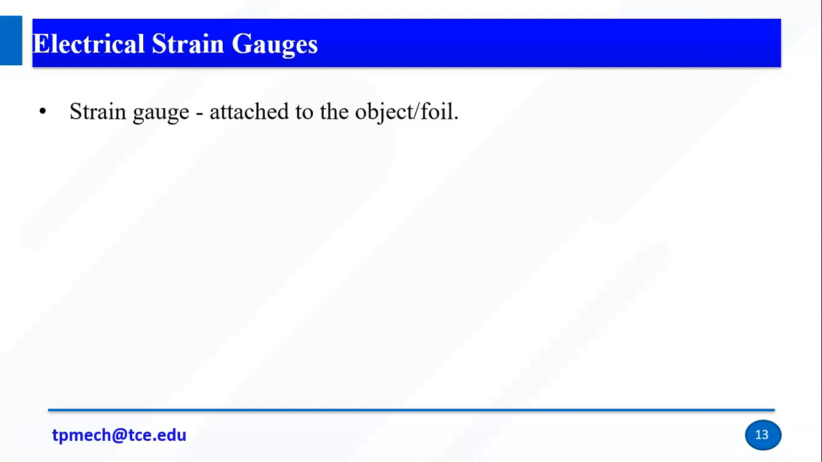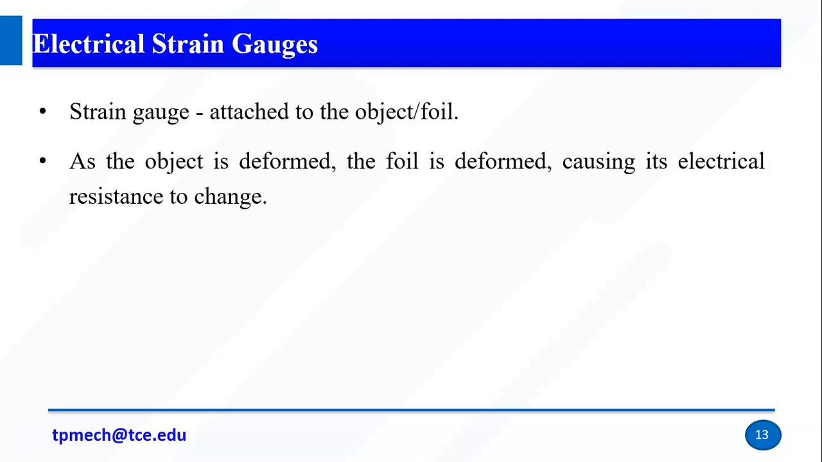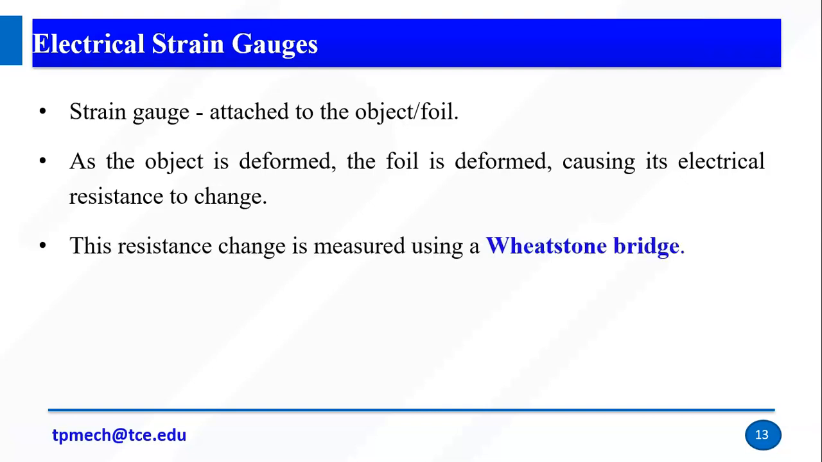So the strain gauge is generally attached to the object as a foil. We measure on whatever we attach it to. As the object is deformed, the foil is deformed, causing its electrical resistance to change. So I attach the strain gauge to the thing I want to measure. If the object is deformed, the foil of the gauge is deformed, so the electrical resistance changes. This resistance change is measured using a Wheatstone bridge. Again, it works on the principle called the Wheatstone bridge.